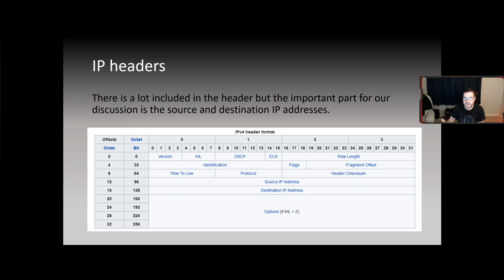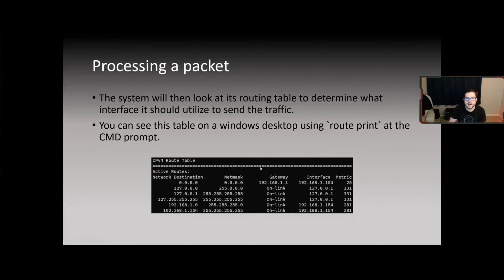So if you're saying, hey, I want to connect out to google.com, it's going to use DNS to figure out what the destination address is for google.com, and it's going to say, okay, well, my address is this, the destination address is this, and it's going to fill in these two portions of this header. There's a lot of stuff in here, and don't worry about it. It's a pain.